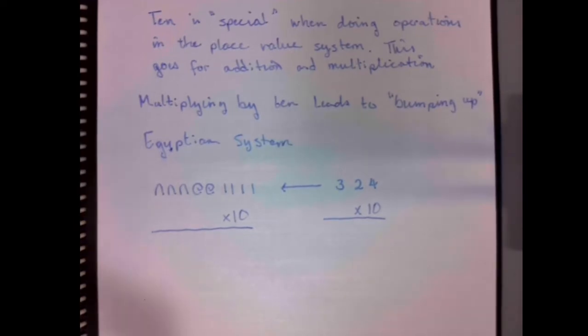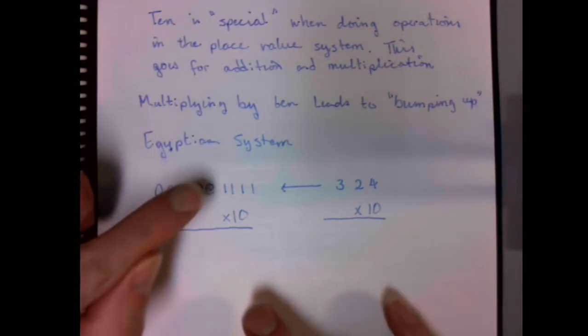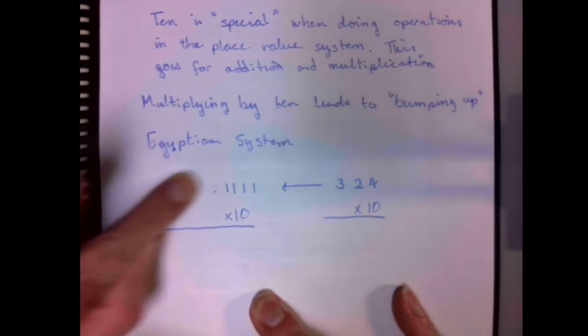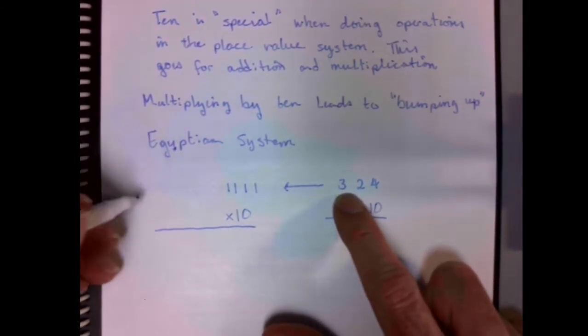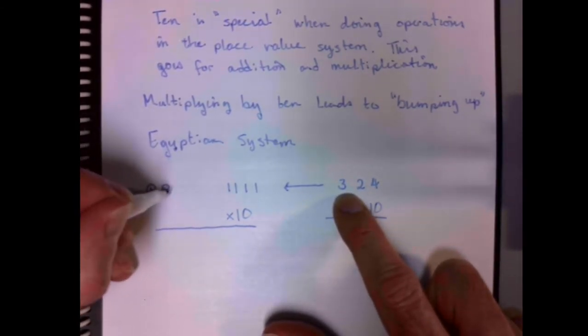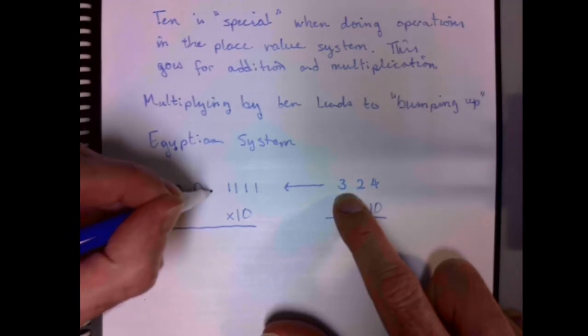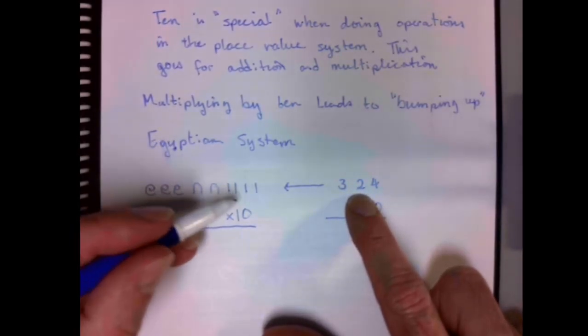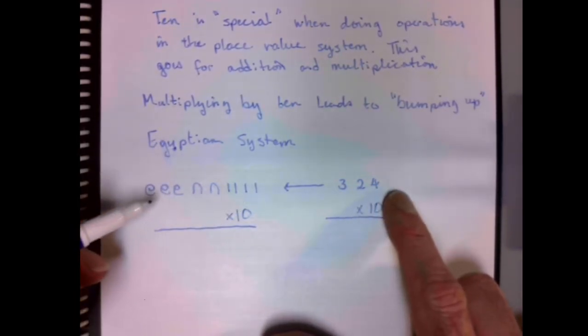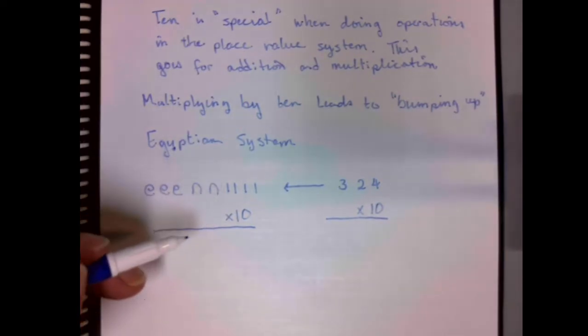Let's see how this would work in the Egyptian system. You'll remember that we've got these heel bones, or as I call them, piles. Whoops, that's not the correct notation there. Sorry, I've got 300, so I should have had 3 scrolls, and then 2 heel bones for the 2 tens, and then 4 vertical strokes for the 4 ones. So that's 324 in the Egyptian system.